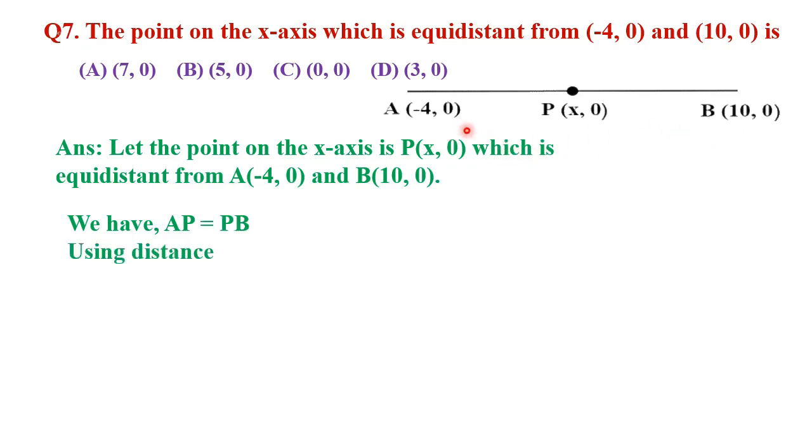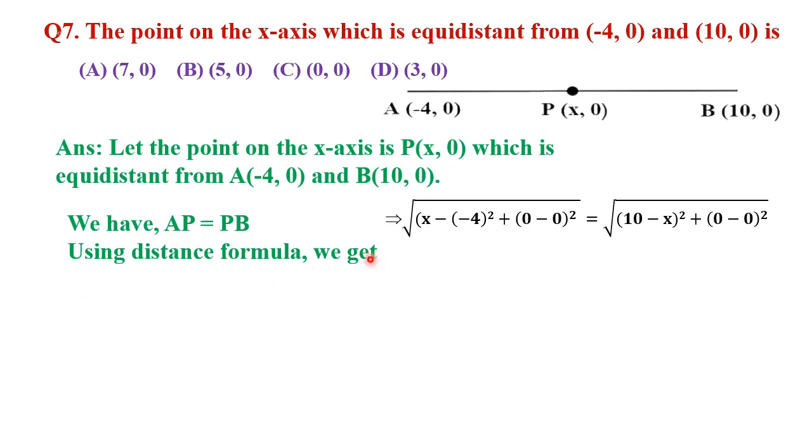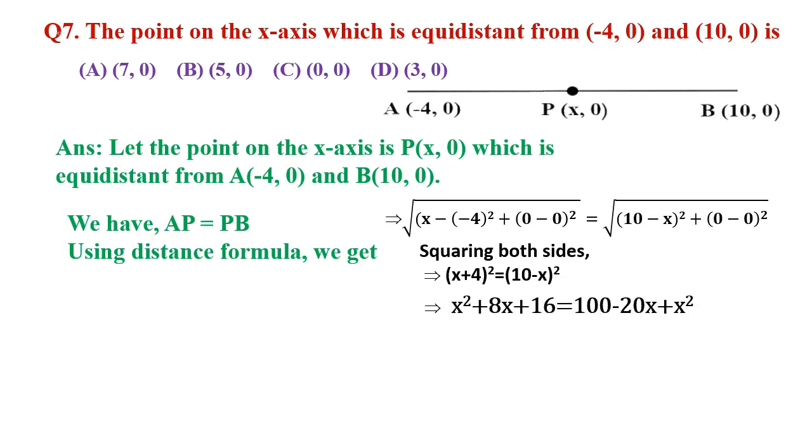Using distance formula, we get that implies square root of (x minus (minus 4)) whole square plus (0 minus 0) whole square is equal to square root of (10 minus x) whole square plus (0 minus 0) whole square. Squaring both sides, that implies (x plus 4) whole square is equal to (10 minus x) whole square. That implies x square plus 8x plus 16 is equal to 100 minus 20x plus x square. That implies 8x plus 20x is equal to 100 minus 16.